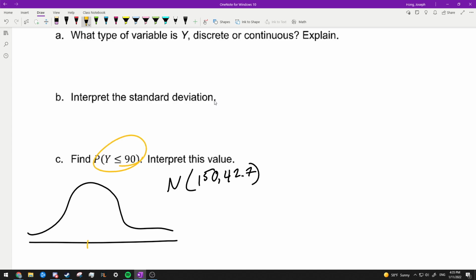So if this right here is 150, then 90 is going to be around here somewhere. And I'm going to draw this line like so, and I'm going to shade this in. And that's what I'm trying to look for right here.